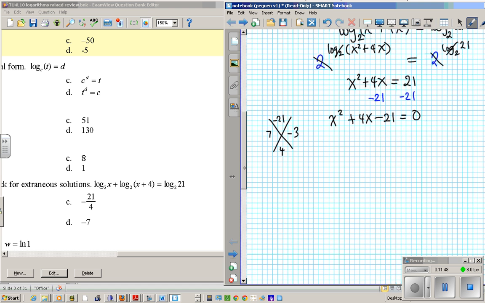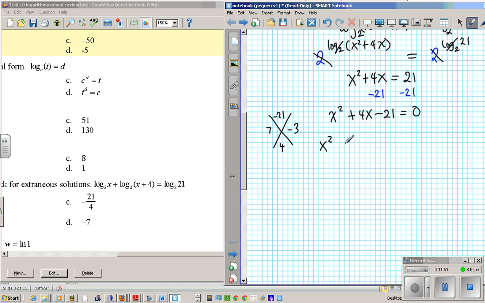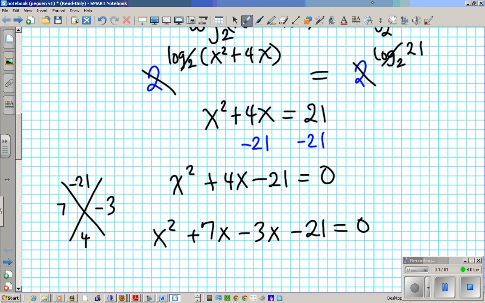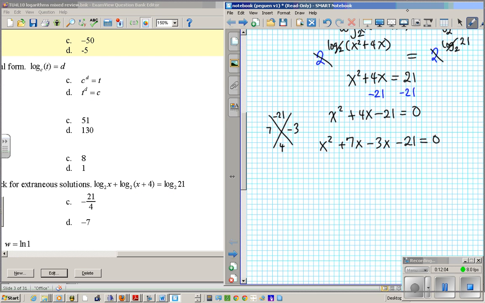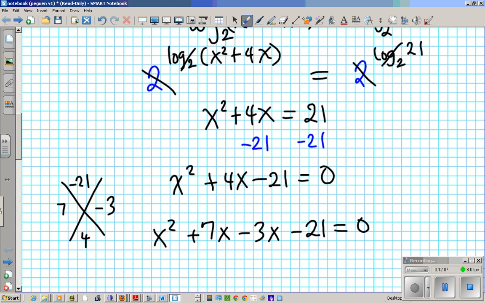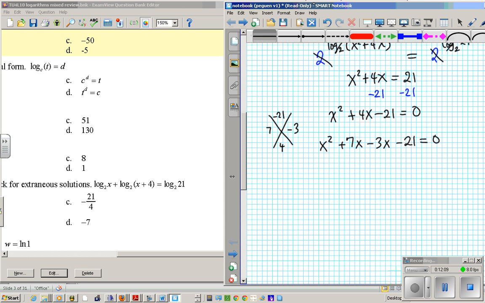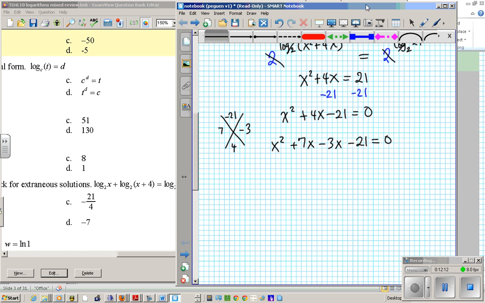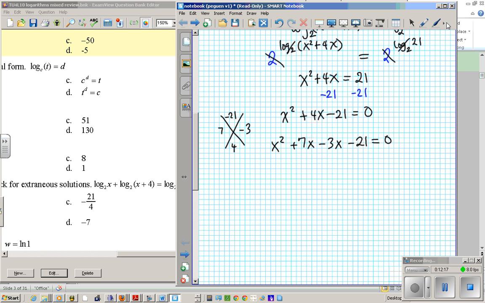We're going to have x squared plus 7x minus 3x minus 21 equals 0. So we're going to break it down the center and factor by grouping. So let's do that. Break it down the center and make it smaller. And factor by grouping. Let's see, I need to access my line breaker here. Okay, there you are. Alright, so I divvy it down the center.